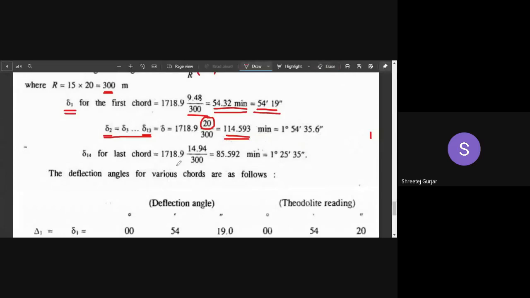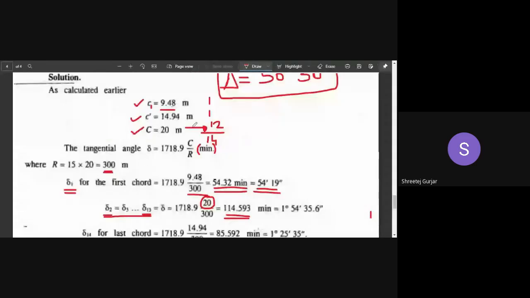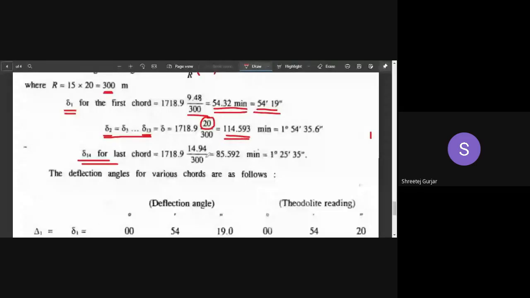Okay, so for the last chord we know it is 14 meter in length, right? Last chord is 14 meter. So last chord length is 14. The rest of the things are the same. You can substitute. You will get 85 minutes. Convert this 85 minutes to degrees.